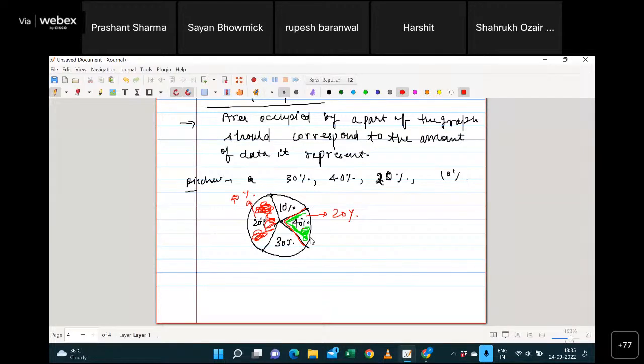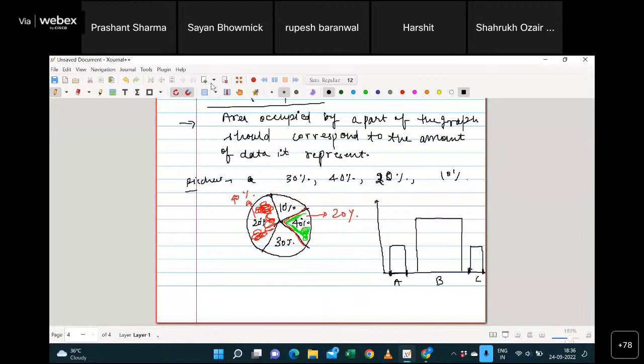Sir, is the area principle also applicable for the bar chart? Yeah, why not? Suppose in the bar chart, this is the A category, this is B category, this is C category. Does it follow the area principle? No, sir. I got it. So the length of this bar, along the x-axis, should be according to the data.